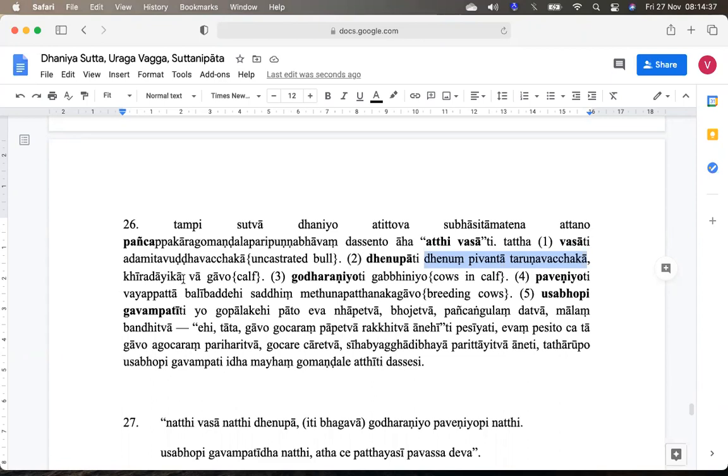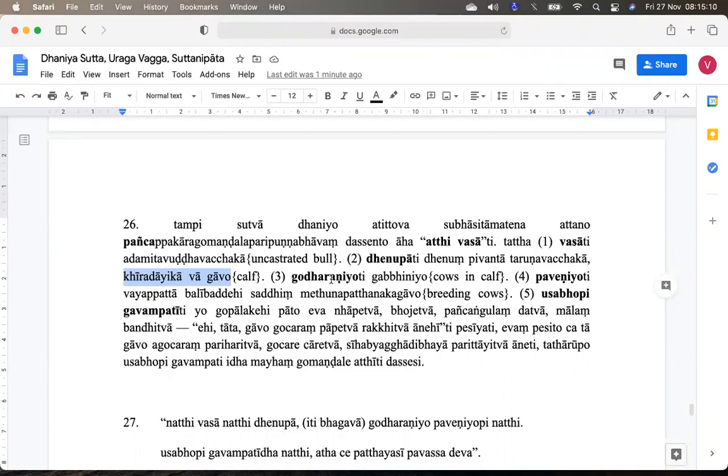Or the other meaning is kira daika gawo. So cows or calves to whom kira should be given. Kira means milk. Who should be provided with milk? A cow or a calf to whom milk should be provided. That is a calf.